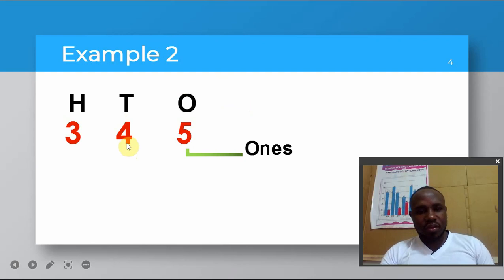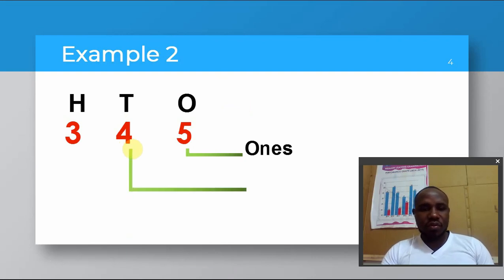Then let's look at the place value of 4. We have put the letter T to represent tens, and we shall write tens as T-E-N-S.